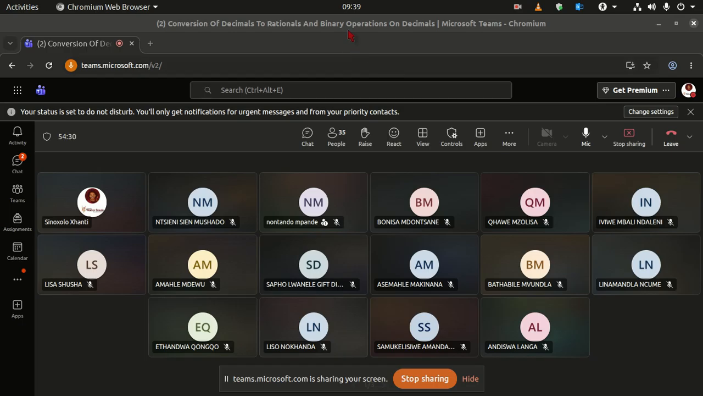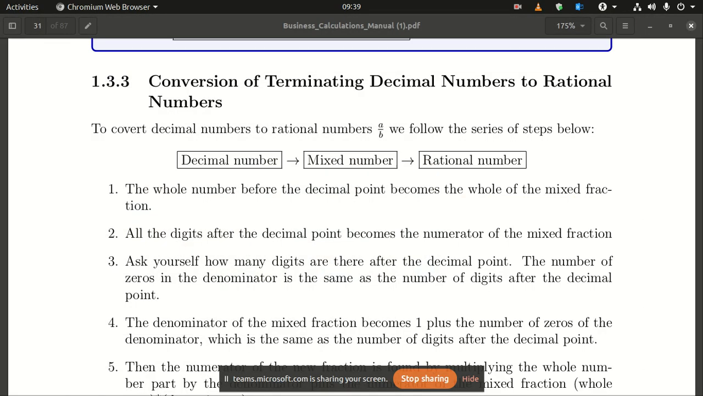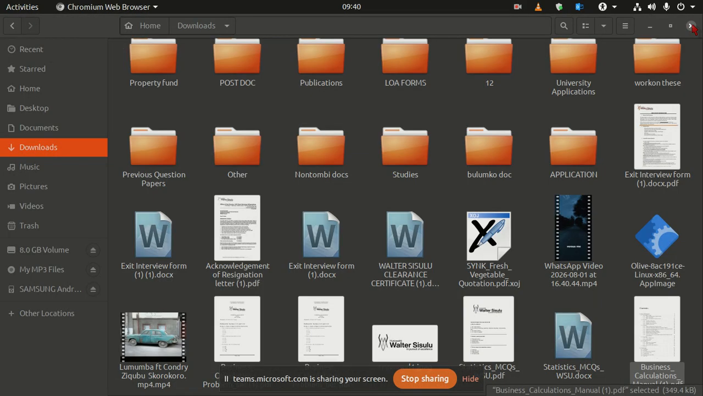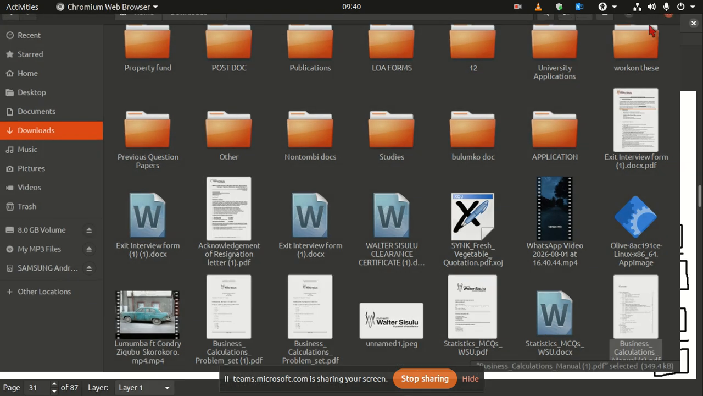Okay. If you still remember, in our last class, we talked about decimals. And we said that a decimal is a way of writing a number that includes a decimal point. That's what we talked about in our last class.